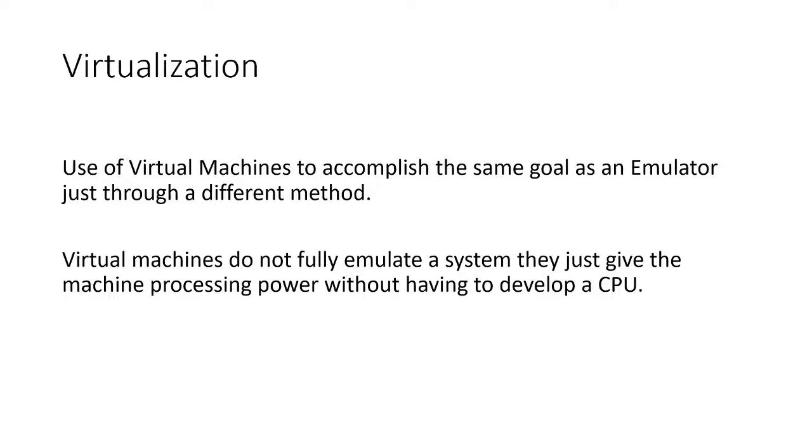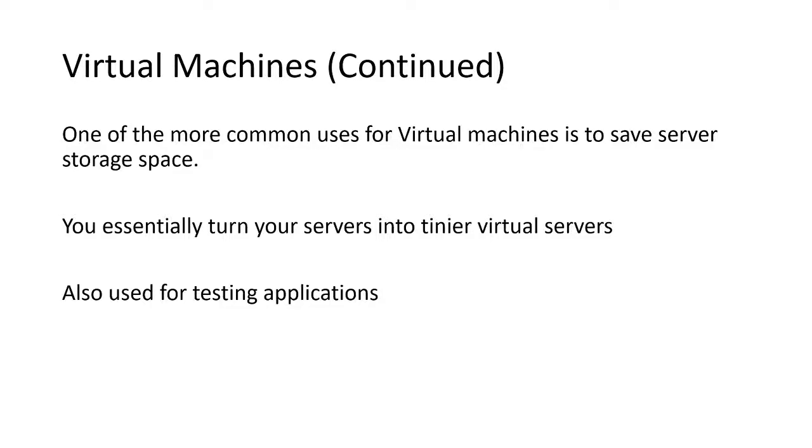Now, before we get into that, we will talk about a cousin of emulation, virtualization. Virtual machines accomplish the same goal as an emulator, just through a very different method. They take a bit of your CPU's processing power, isolate it, section it off, and then from there you run an operating system, whatever you need, usually an operating system. There are tons of uses for this. One of them being safe server storage space.